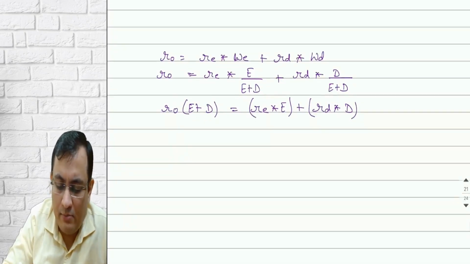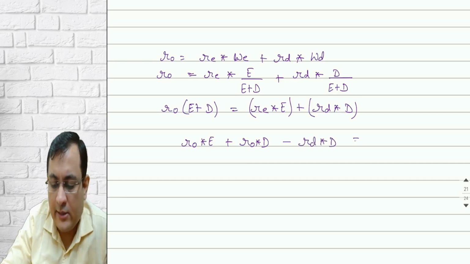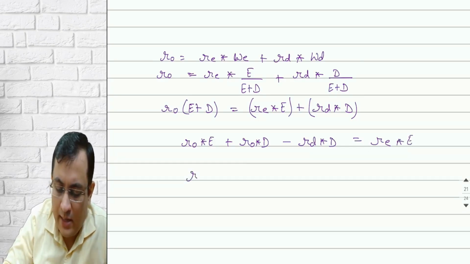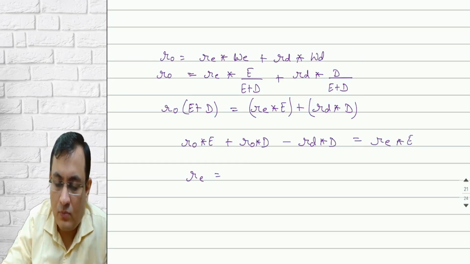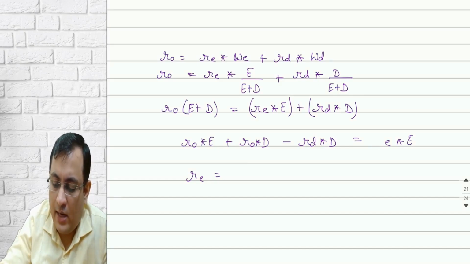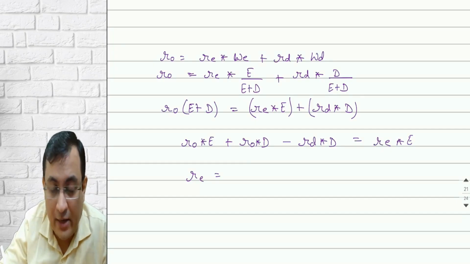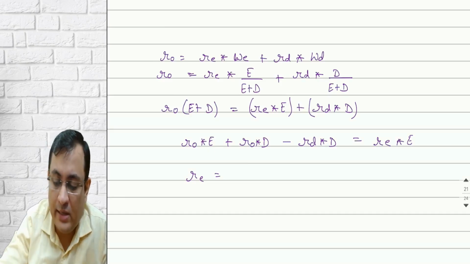Let's open the bracket. So we got RO multiplied by E plus RO multiplied by D minus RD multiplied by D is equal to RE multiplied by E. So RE equals to, now what I am doing is, this is your RE multiplied by E. So I am dividing both sides by the value of E, which is your market value.